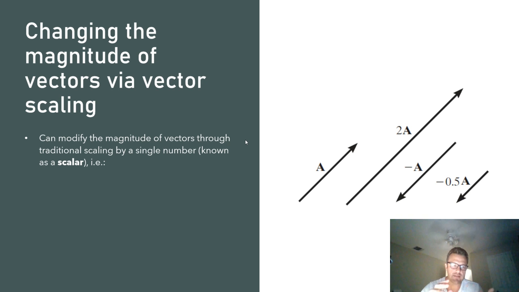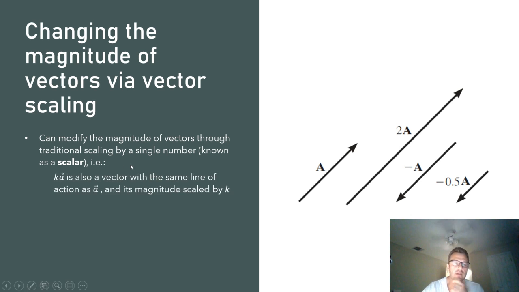The first, vector scaling, happens when you multiply a scalar by a vector, just as it sounds. The key point that you want to realize is when you do that, you're going to get another vector. And that vector will have a very close relationship to the original vector that was scaled. Particularly if we take some scalar k and we multiply it by a vector a, we know that the new vector will have the same line of action as the original vector a, and its magnitude will be scaled by k.